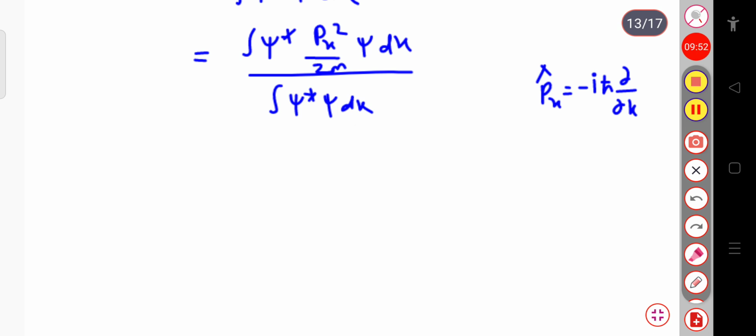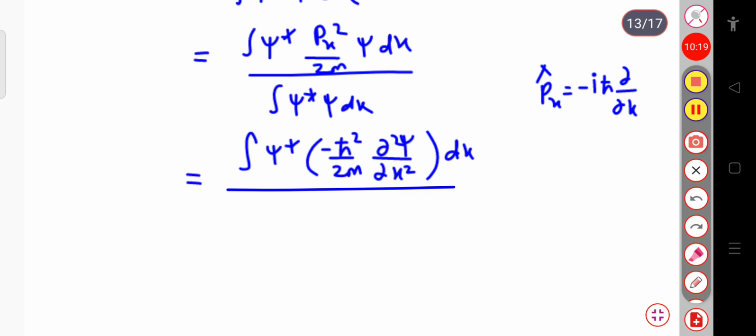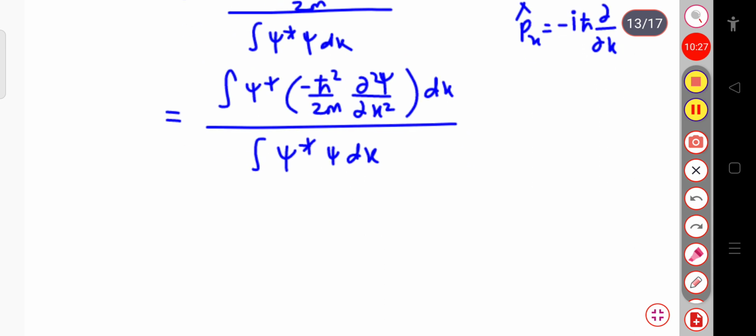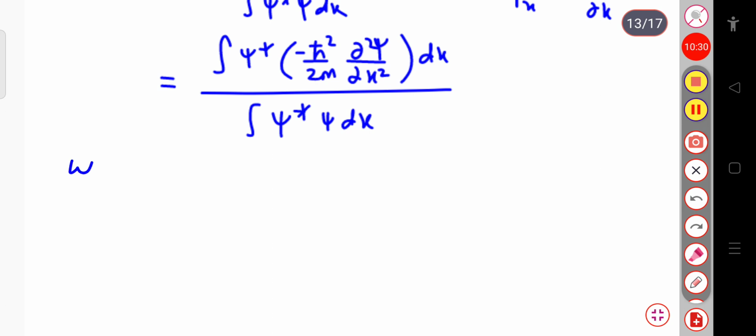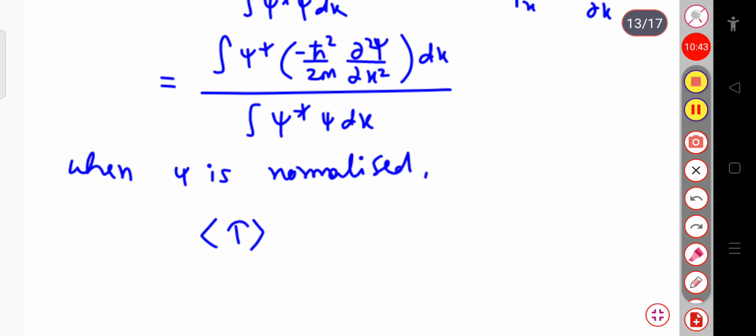If I put this value here, this will be equal to the integral of psi star, and here 1 by 2m is present. So Px cap squared will be minus i squared, and i squared is minus 1, so that will be minus h cut square divided by 2m into dou square psi by dou x square, whole into dx, divided by the integral of psi star psi dx. Here, this is the condition when psi is not normalized, but when psi is normalized, for that we will write T expectation equal to the integral of psi star minus h cut square by 2m.